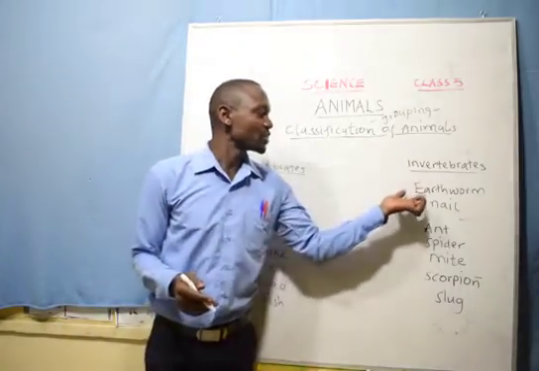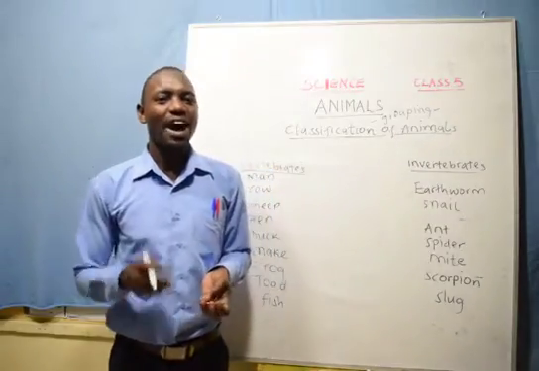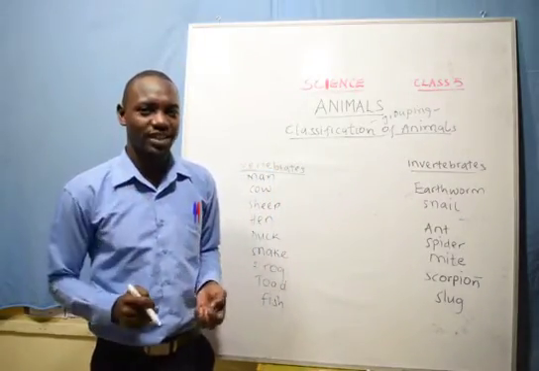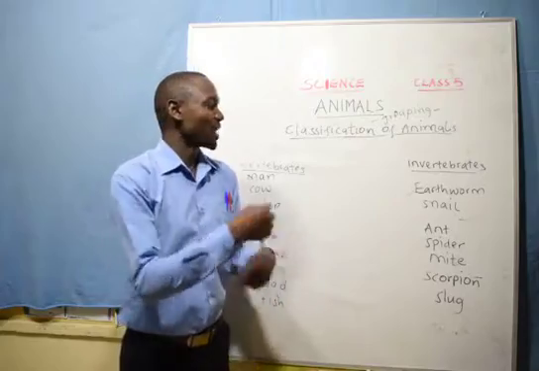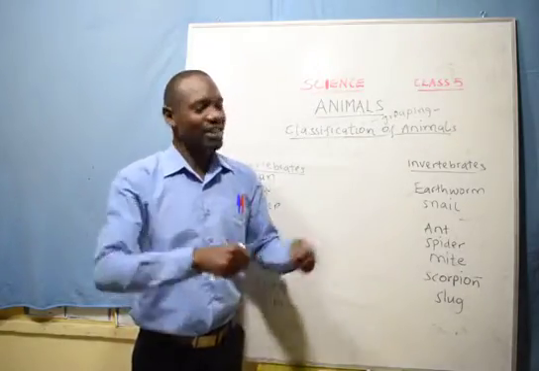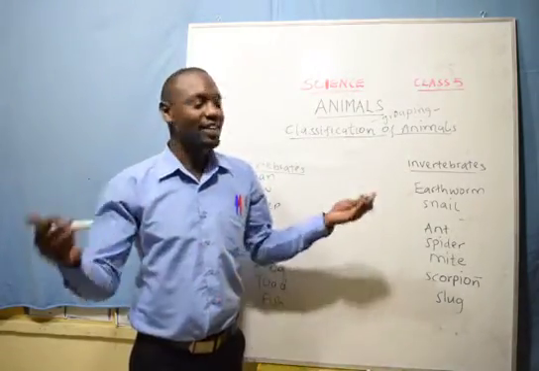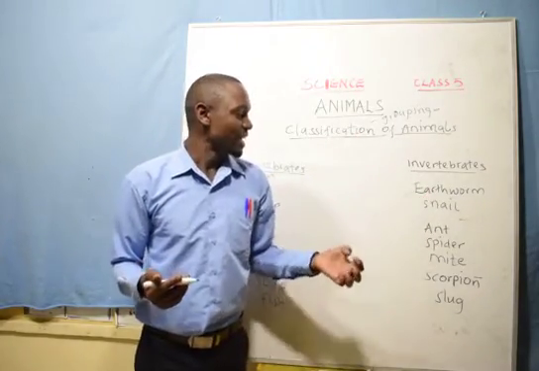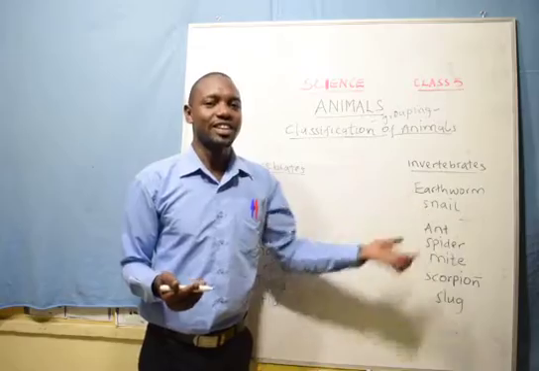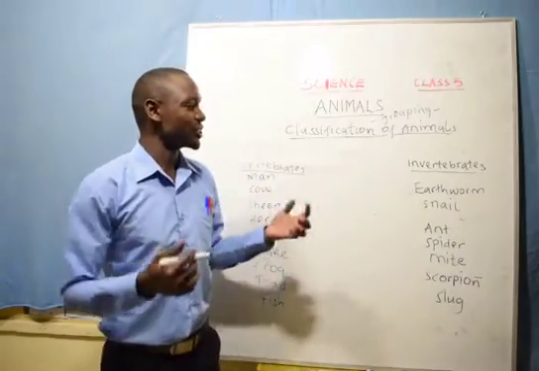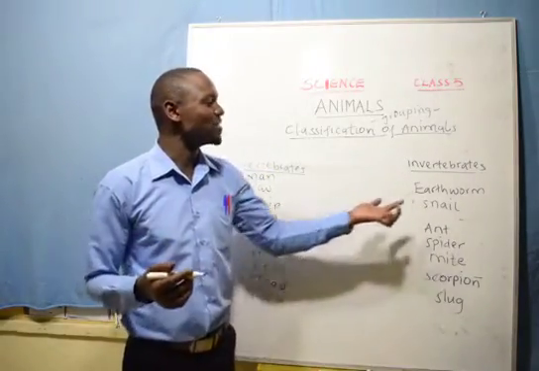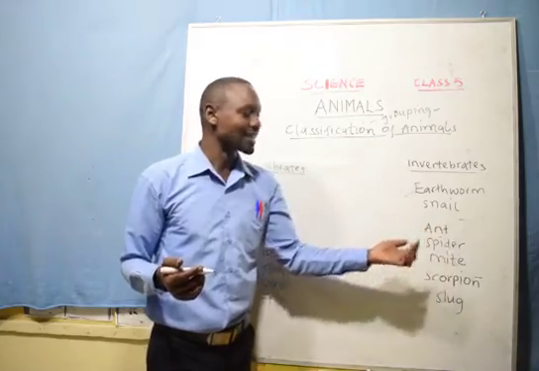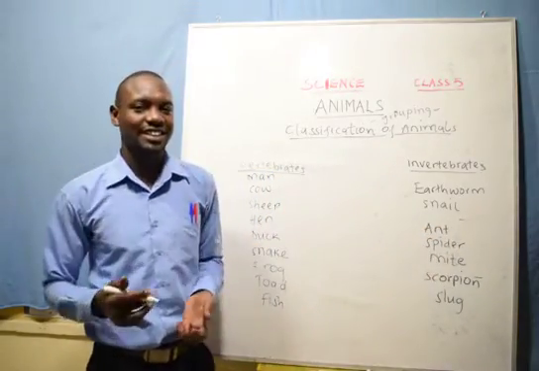For example, when you see an earthworm, an earthworm has a very soft body. You can even coil the earthworm like this. You can even cut it using your fingers. You can even cut it with a razor blade because it doesn't have the backbone. The same applies to a snail. A snail, apart from its shell, doesn't have one. It is a very soft animal. Same to ant and spider and all other insects.